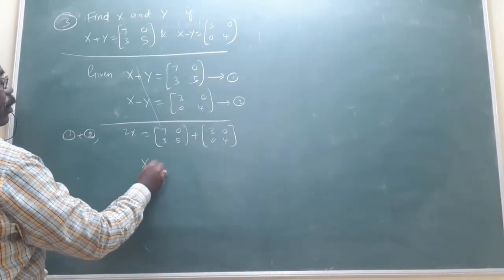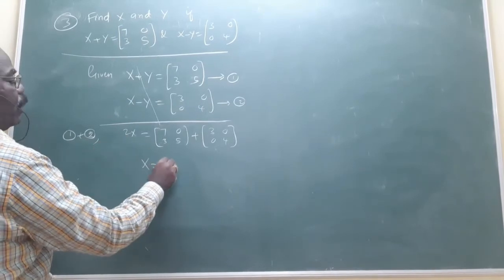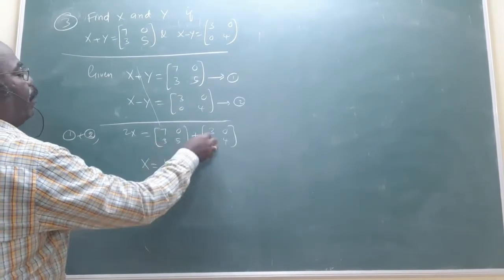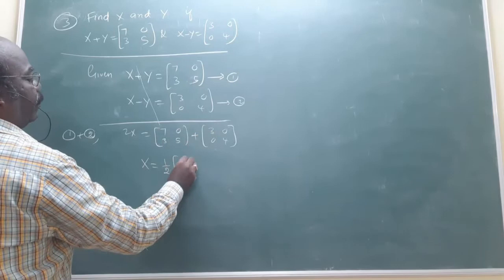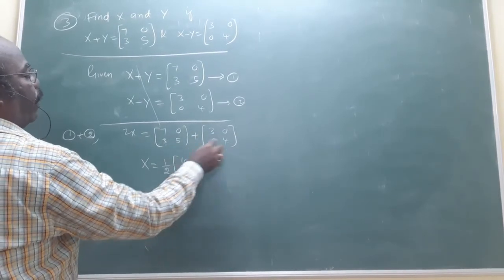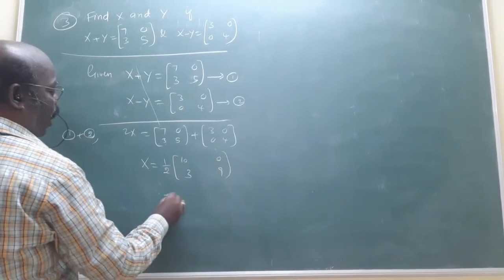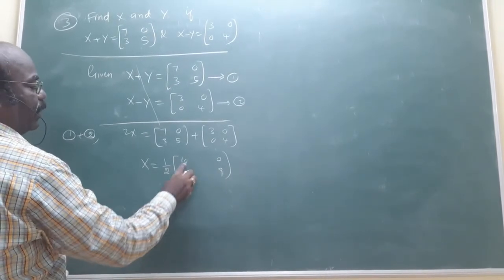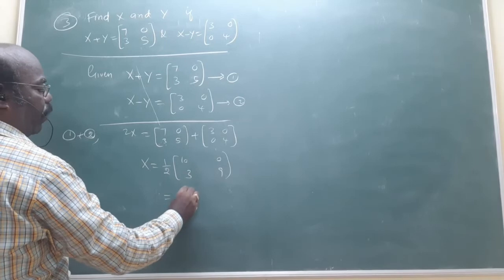We want X alone. The 2 is cross multiplied, that is 1 by 2. Now add: 7 plus 3, 10. 0 plus 0, 0. 3 plus 0, 3. 5 plus 4, 9. All the numbers are divided by 2, that is what I said. 10 by 2, that is 5.